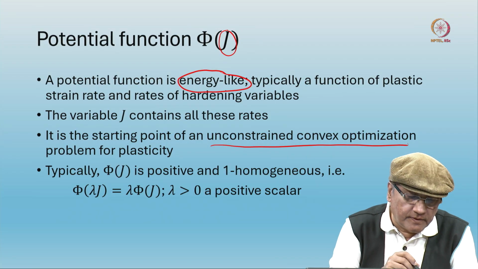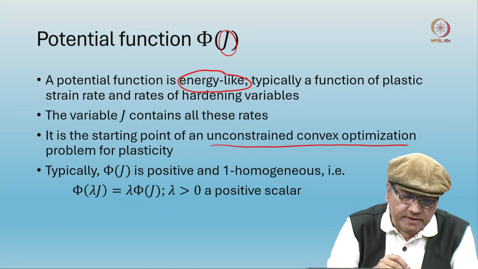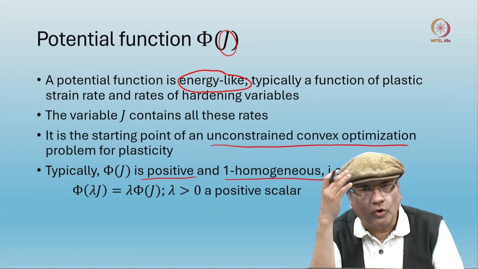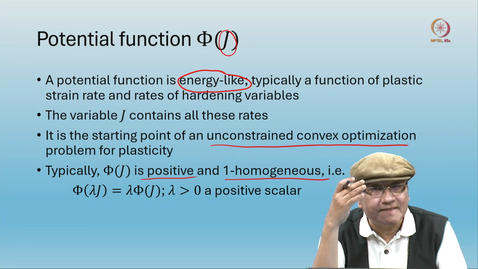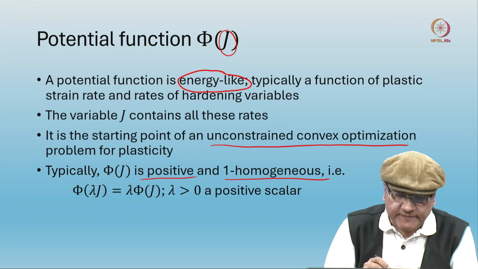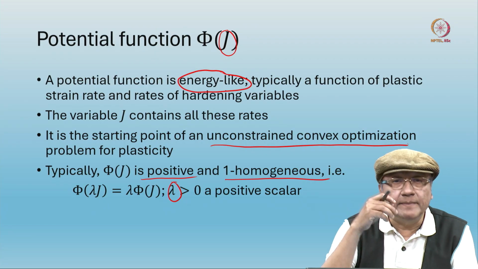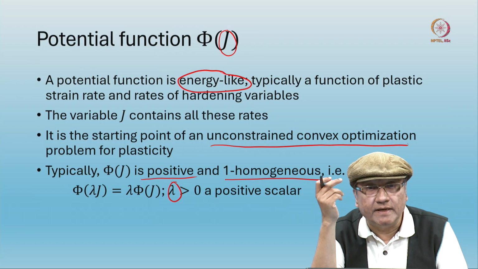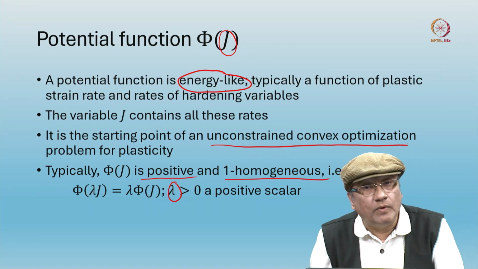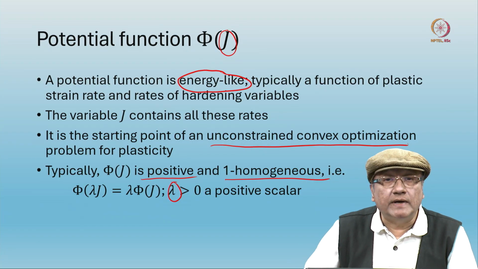One thing about phi, the dissipation potential, is that it is positive and one homogeneous. It is an Euler one homogeneous function. It is a scalar valued function because it is energy like. So for any positive scalar lambda, phi of lambda J has to be equal to lambda times phi of J. This is the definition of one homogeneity, and it has to be positive.